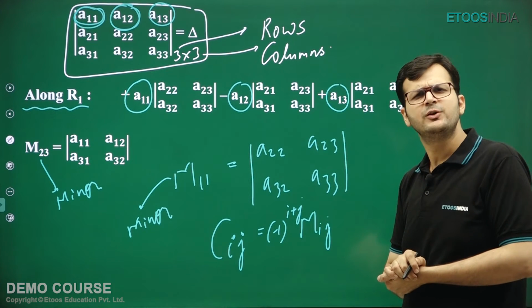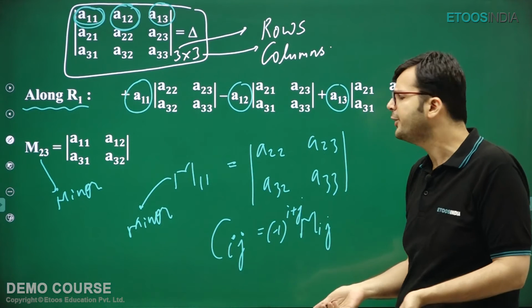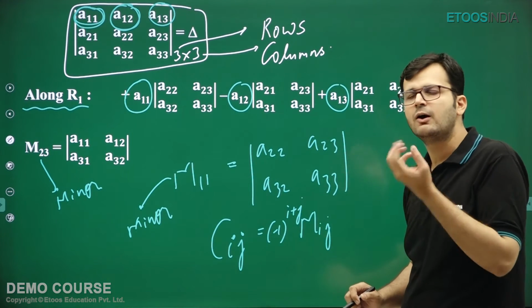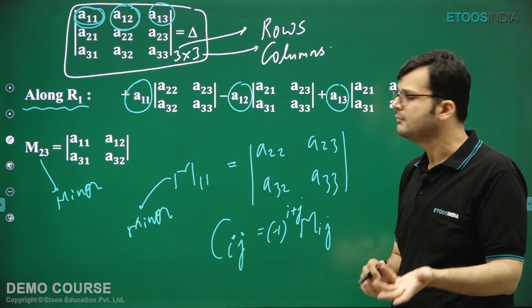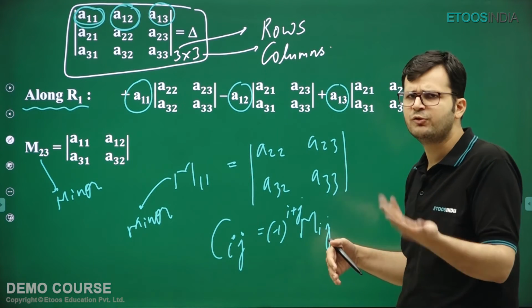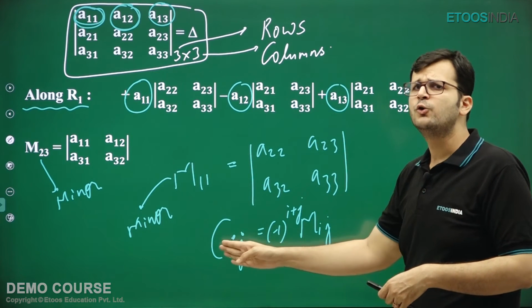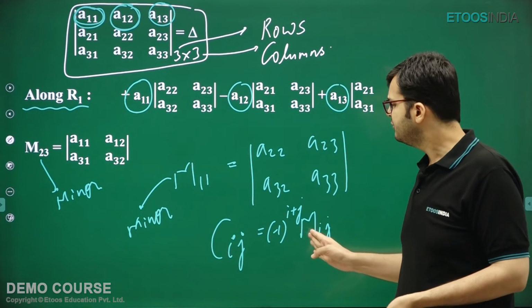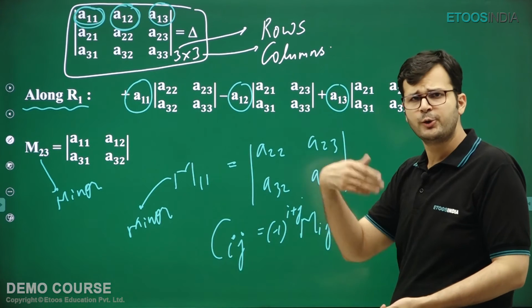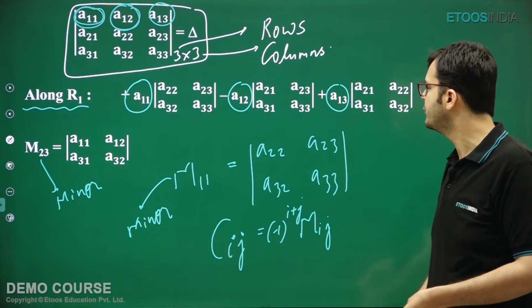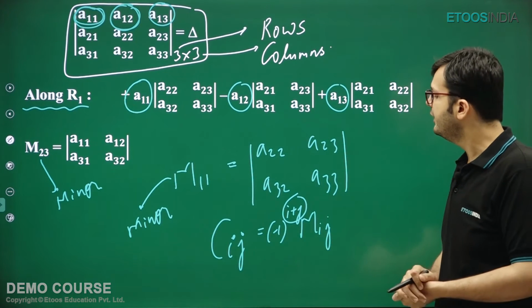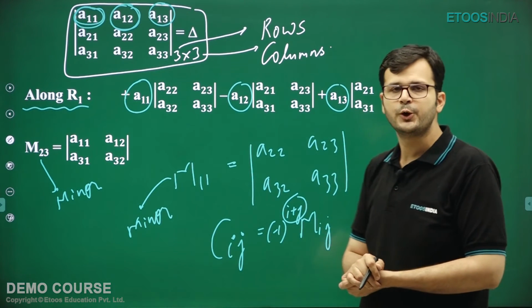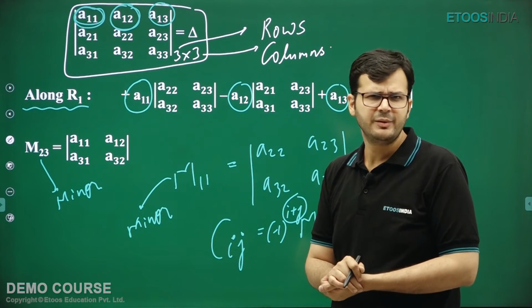When I say minus 1 to the power i plus j, what difference is it going to make? If i plus j is an odd number, minus 1 to the power i plus j is going to be minus 1. That means the cofactor is going to be the negative of the minor. If minor is 7, cofactor is minus 7. If minor is minus 10, cofactor is going to be plus 10. That is the only difference. And if i plus j is an even number, let us say 2 or 4, in that case minus 1 to the power i plus j is going to be plus 1. The cofactor and minor will be equal.